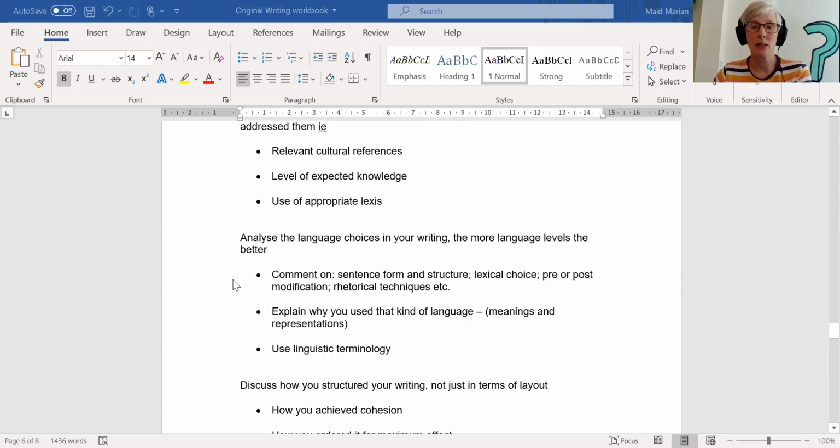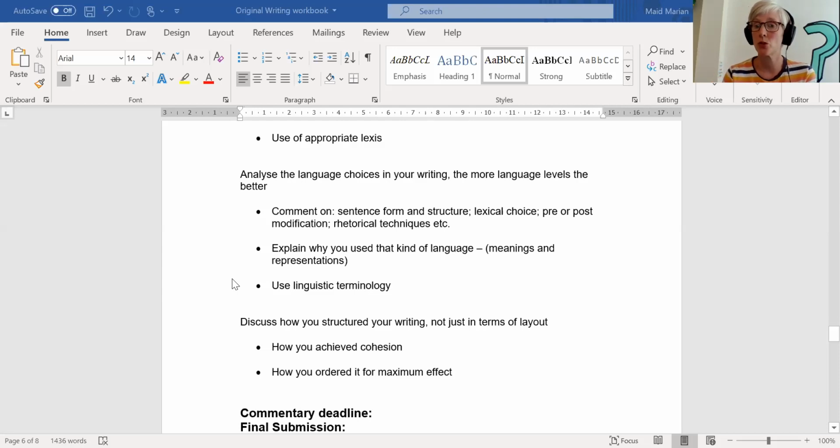And then analysing the language choices. Just remember, the more language levels you can talk about, the better, and the more difficult language levels, the better. So sentence form and structure, your lexical choices, pre or post modification. If you're trying to be persuasive, look at rhetorical techniques. What other things haven't I mentioned there? Tense choice, fronted adverbials, modal verbs, you know the kind of thing I'm talking about. So explain why you use that kind of language and use linguistic terminology.